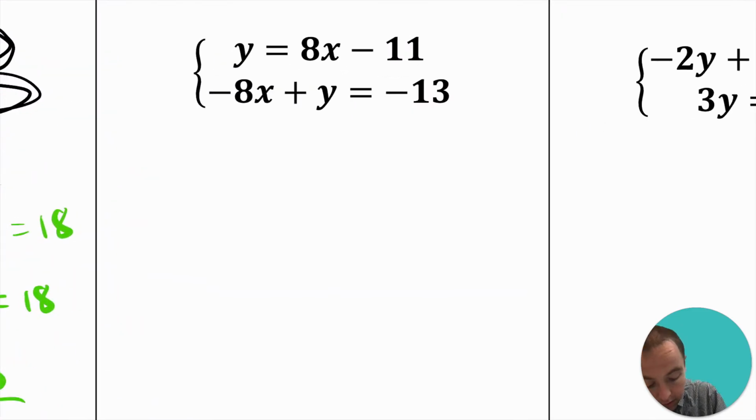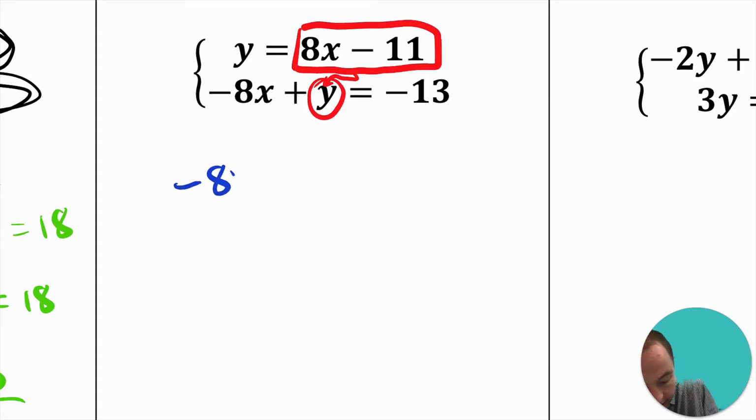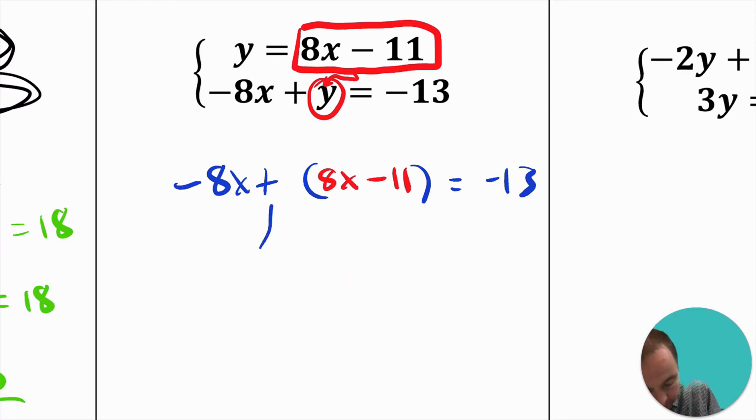Okay, so with this one right here, it turns out that you actually have the y all isolated. So if we take this right here, 8x minus 11, because it's equal to y, and we substitute it in for y in the other equation, then the negative 8x plus y equals negative 13 becomes the following once we substitute. Since it's just plus, the parentheses are really useless. So we just combine the negative 8x plus 8x, you just get 0. So really you have negative 11 equals negative 13.